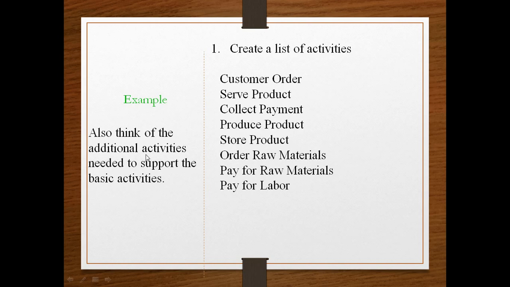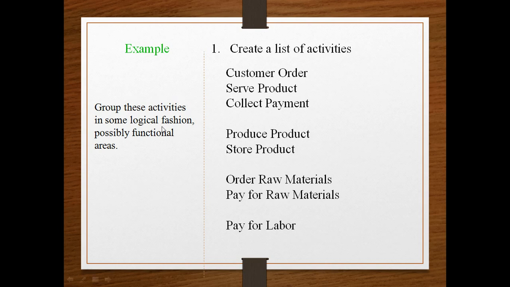Also think of additional activities which are going to support it. For example, customer order, serve product, collect payment, produce product, store product is okay, but to do your activities you have to order raw materials, you have to pay for the raw materials, and you're going to pay for the labor. You're going to have a person hired who is going to serve the burger or pizza to your customers. So you have to think of more activities here, and I'm just jotting them down.